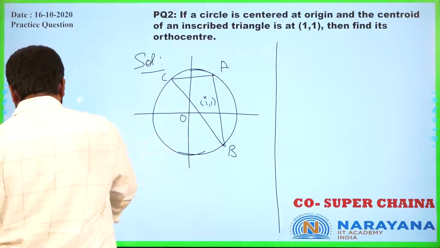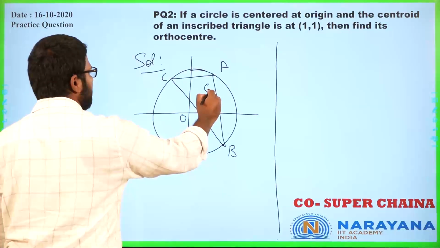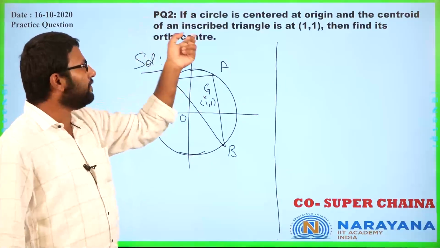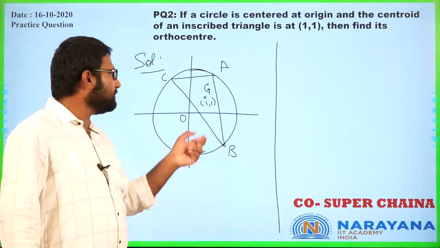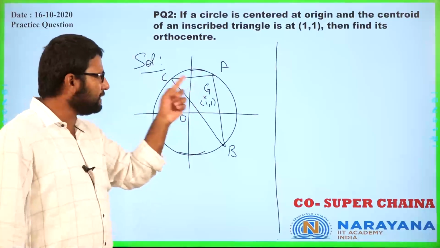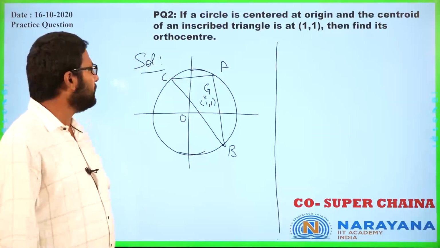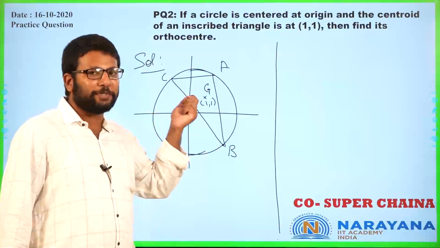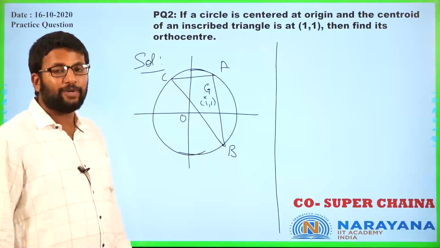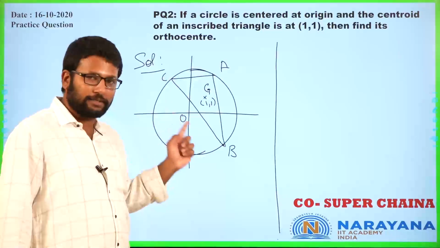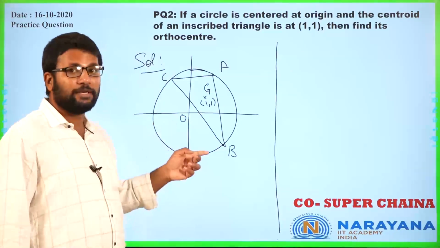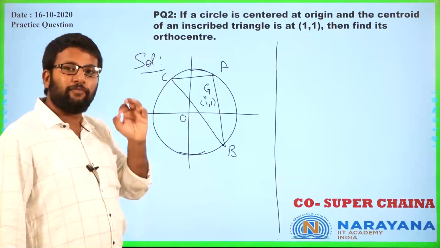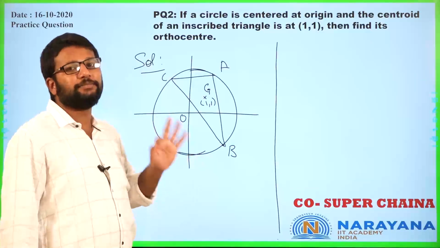Do you know any other special points of this triangle? Wait, why did I draw this circle and points A, B, C? Because the question says centroid of an inscribed triangle. So in this circle there is a triangle that is inscribed, and for that triangle the centroid is 1, 1. Apart from centroid, do we know any other special point for this triangle? This triangle ABC is inscribed in a circle. Therefore, automatically the circle becomes the circumcircle, and the center of the circumcircle is origin because it is given in the question, which means O is the circumcenter.